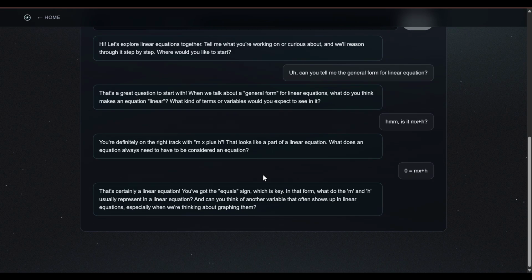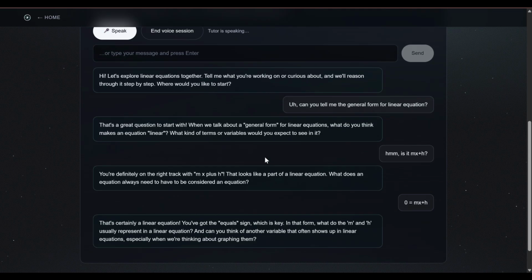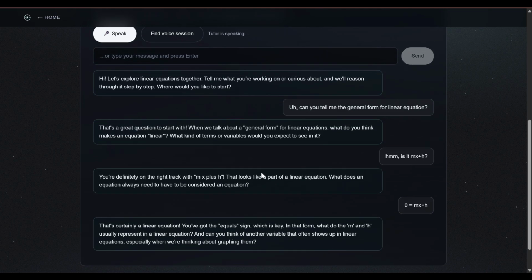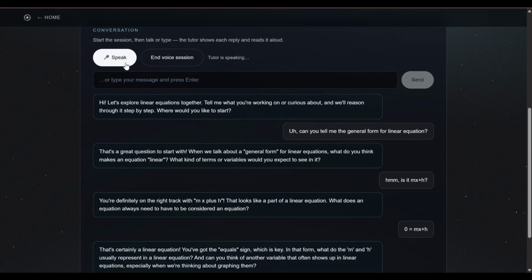That's certainly a linear equation. You've got the equals sign, which is key. In that form, what do the m and h usually represent in a linear equation? And can you think of another variable that often shows up in linear equations, especially when we're thinking about graphing them?